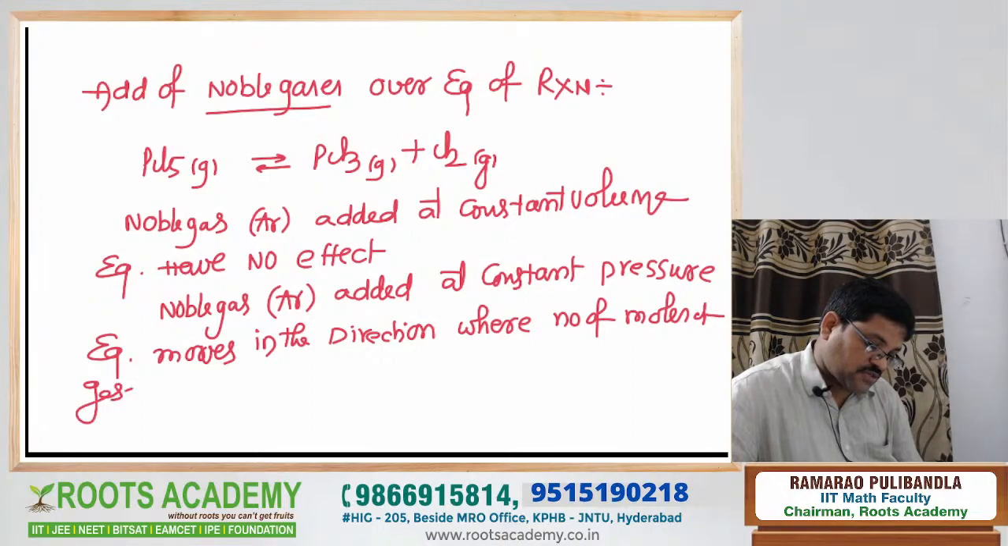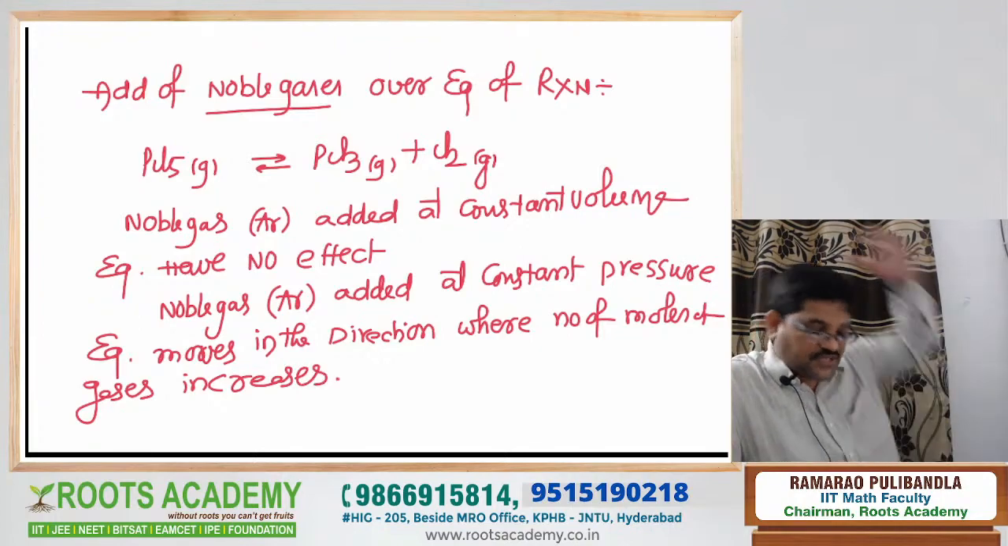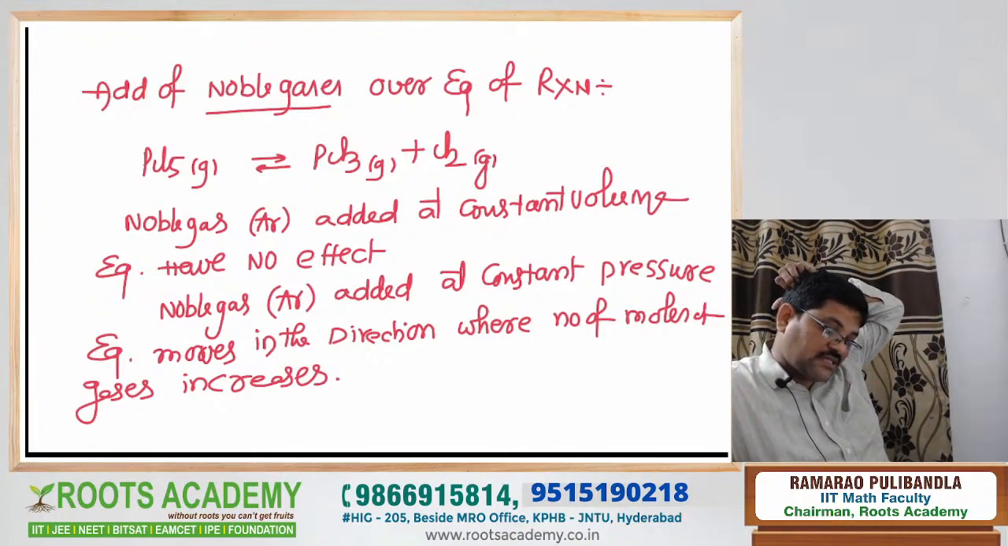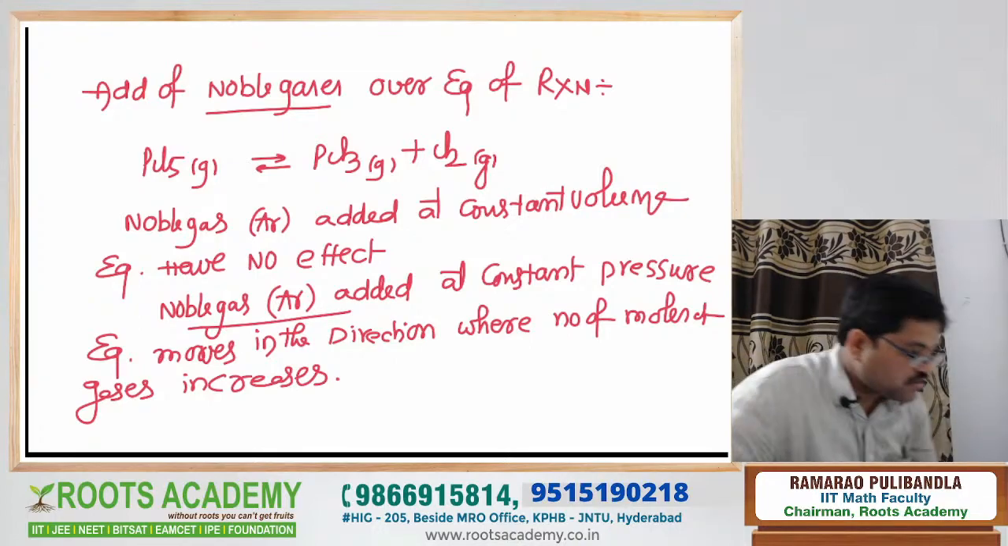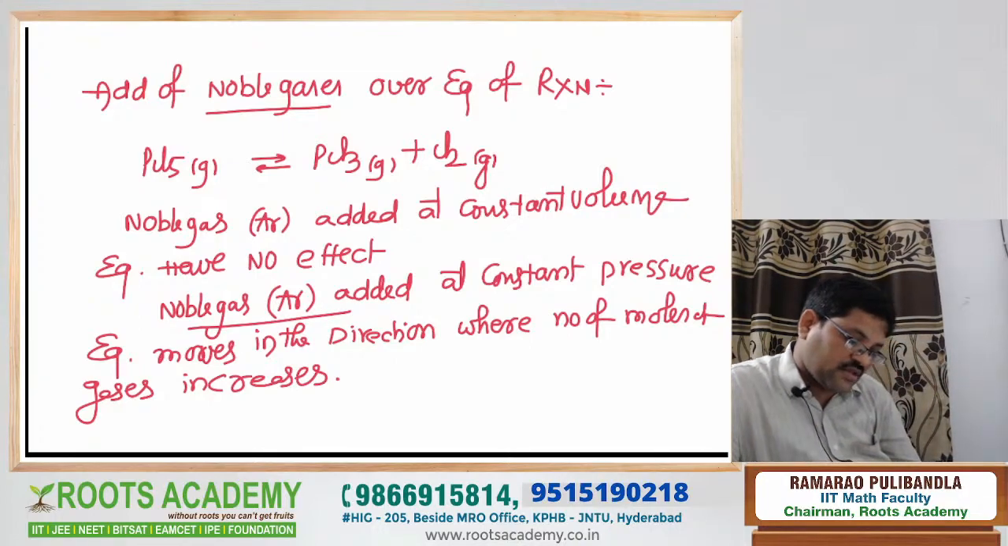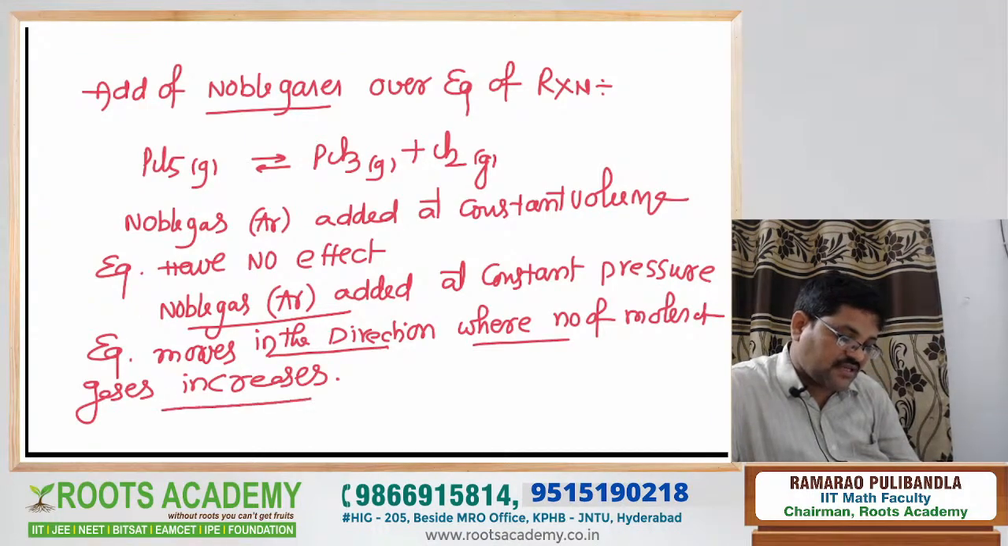Where number of the moles of the gases increases. One simple statement. Repeat the statement once again, students. When noble gas, argon, is added at constant pressure, equilibrium moves in the direction where number of moles of the gases increases.